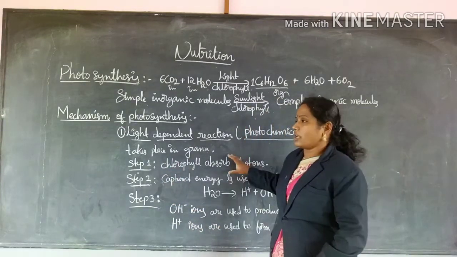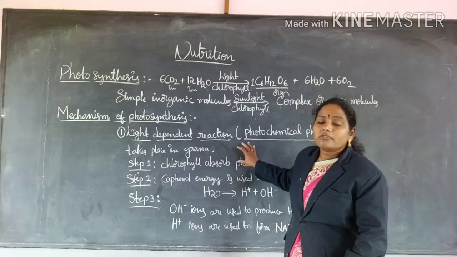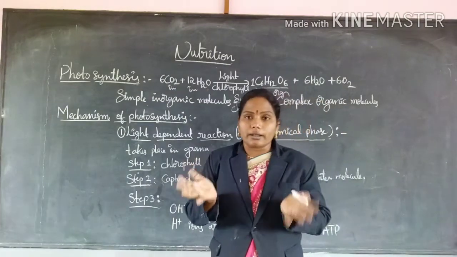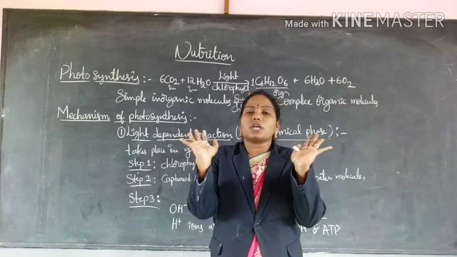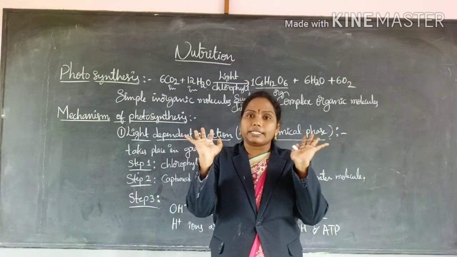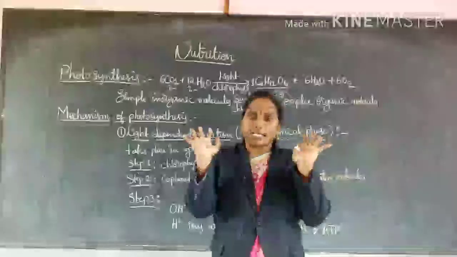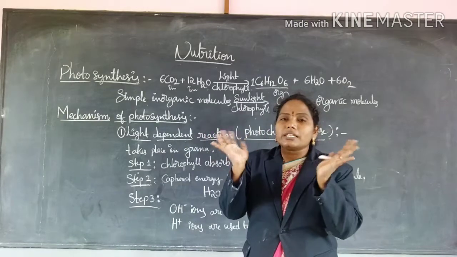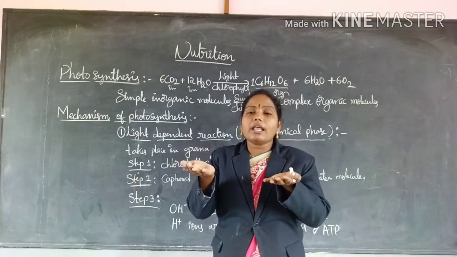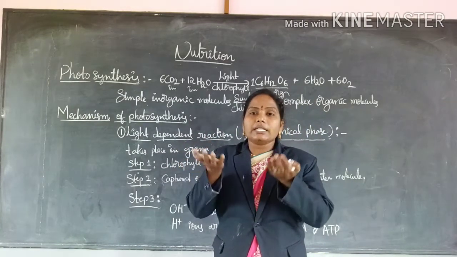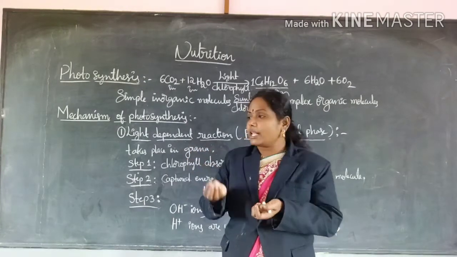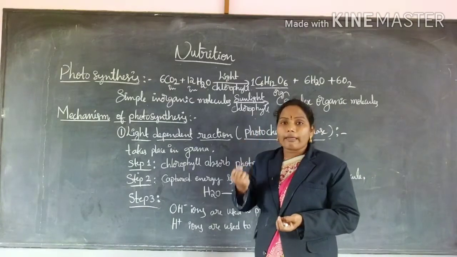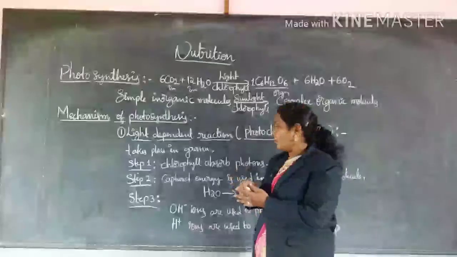In this light-dependent reaction there are three steps. First step: you know that all leaves are green in color, and almost all leaves are exposed to sunlight. In these plant leaves, chloroplast is there. In this chloroplast, chlorophyll is there. This chlorophyll absorbs the sunlight in the form of photons.